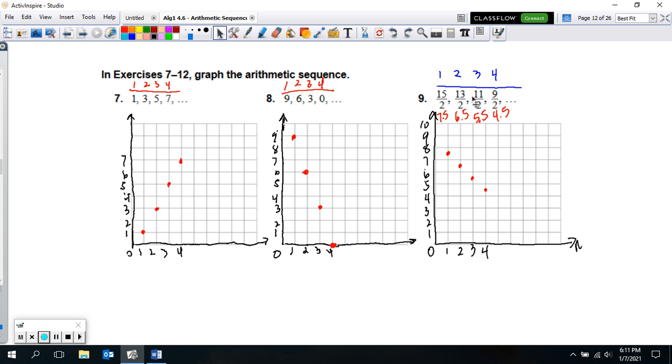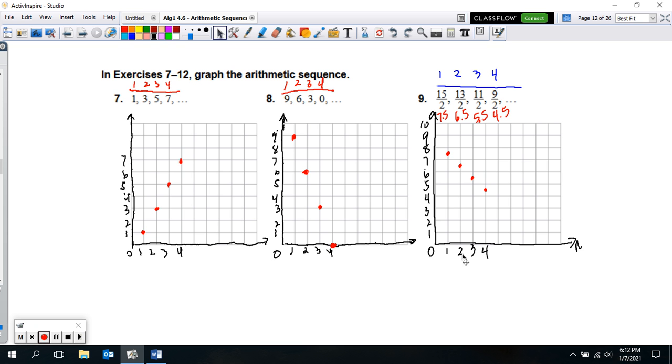Now number 9 does have fractions, so I would again probably change those either into decimals, as you're seeing here, or into mixed numbers. So I've changed 15 halves into 7.5. And then 13 halves would be 6.5. 11 halves would be 5.5, and so on. So that would be easier to work with for the graphs.